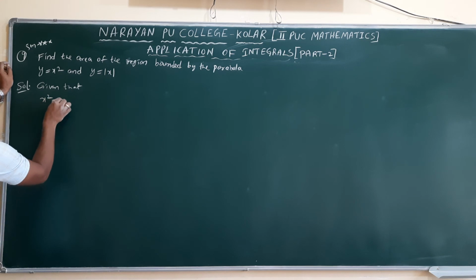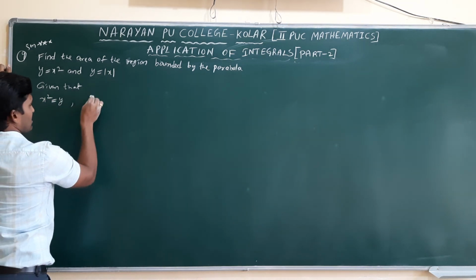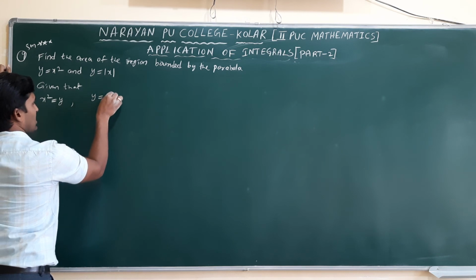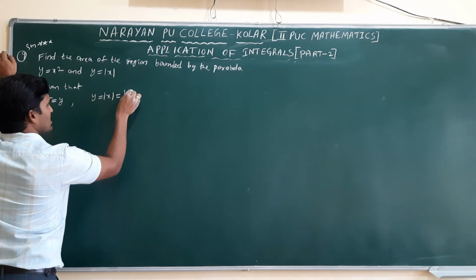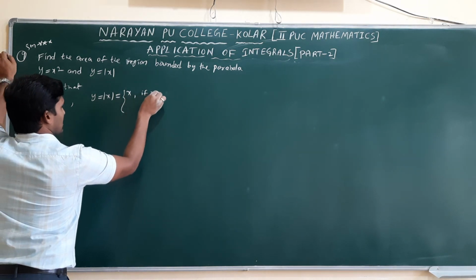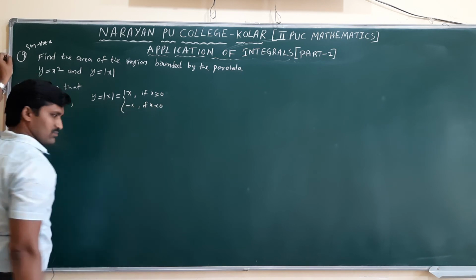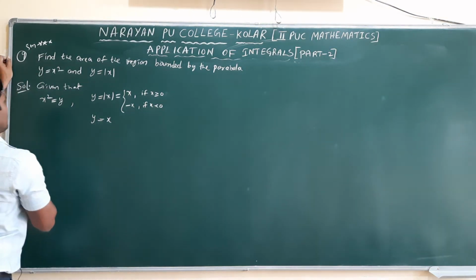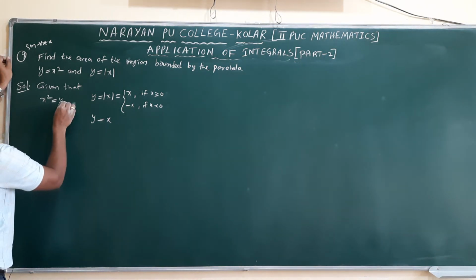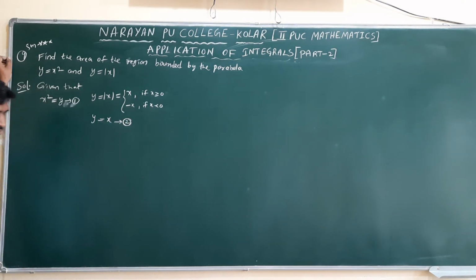That is x square equal to y. And here y is equal to mod x can be two forms. We know already those two forms: x if x is greater than or equal to 0, minus x if x is less than 0. I will take one curve, y is equal to x, and this is taken as equation number 1 and this is equation number 2.